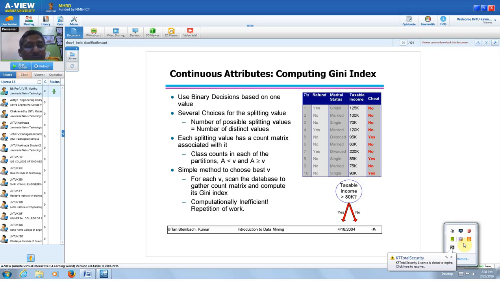So for finding out all possible splits and their Gini, you have to make n square operations. That is, for 125 full database scan, for 100 full database scan, for 70 full database scan, for 120 full database scan. Like this, for every record you have to make full database scan. So n into n is n square order. Do you agree with me?